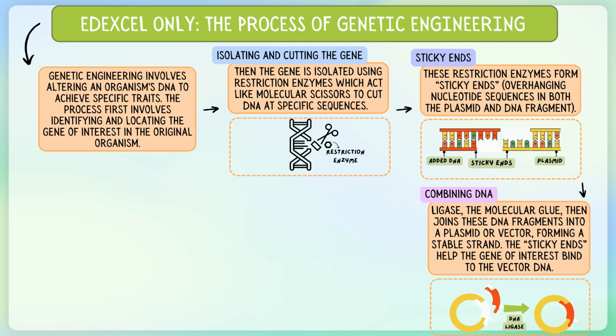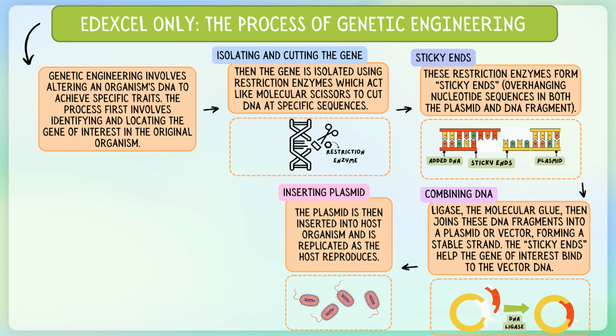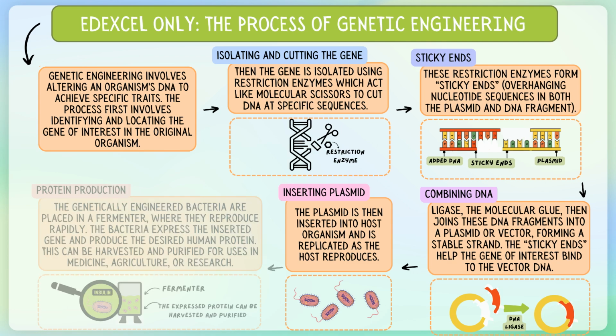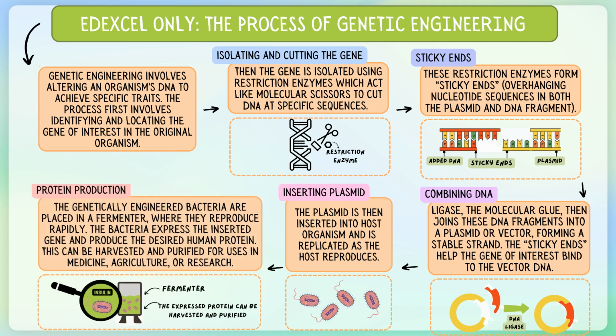Lastly, we covered vectors, such as plasmids and viruses, which transport the gene into the host organism. The genetically engineered bacteria are then used to produce the desired protein. Understanding these components, restriction enzymes, ligase, sticky ends, and vectors, clarifies how genetic material is precisely modified and inserted, with applications in medicine, agriculture, and research.